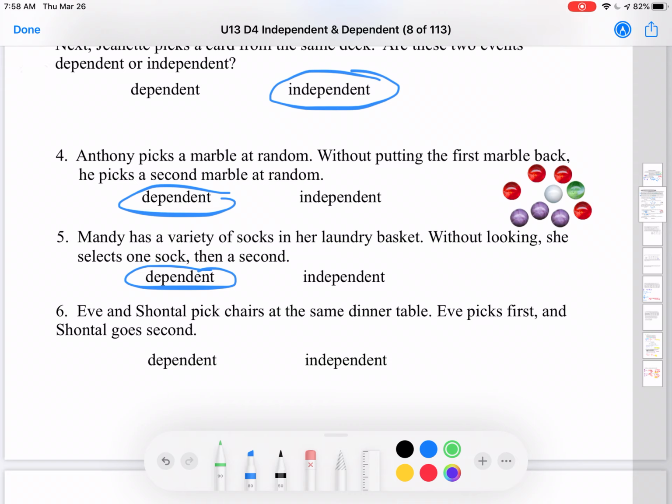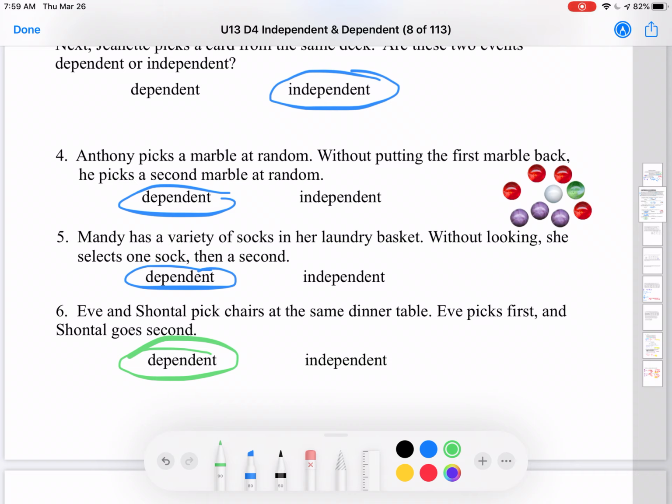Eve and Chantel pick chairs at the same dinner table. Eve picks first, then Chantel goes second. Definitely dependent. Eve got the best chair, right? Now Chantel can't pick that one. So they definitely are dependent. The sample space is changed.